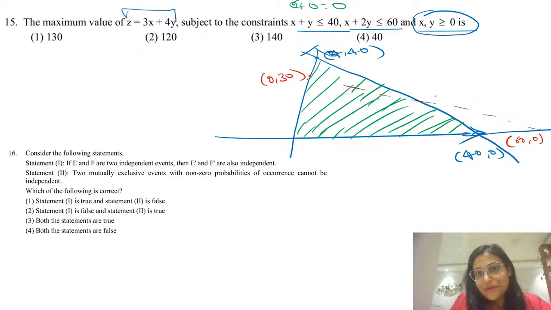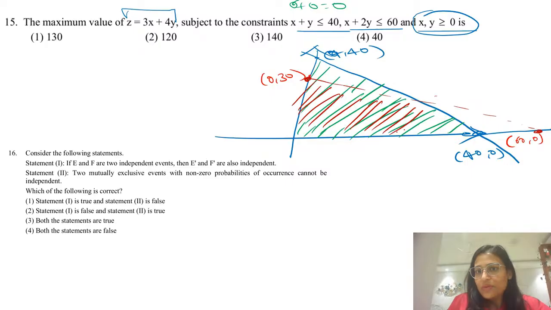Yes, we achieved 60, all right. This point is (60, 0), and this point is (0, 30). Now we have to check whether (0, 0) satisfies it. Yes, (0, 0) is included. It means we have to consider this point.